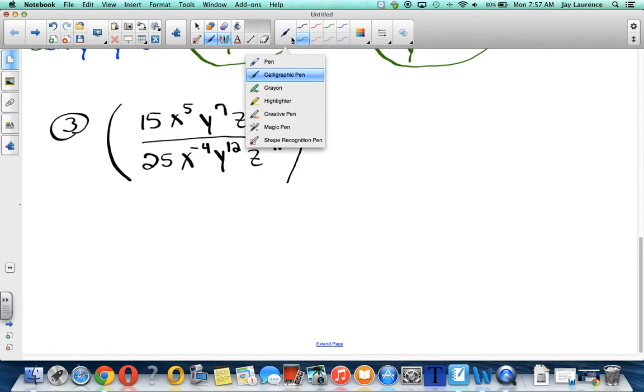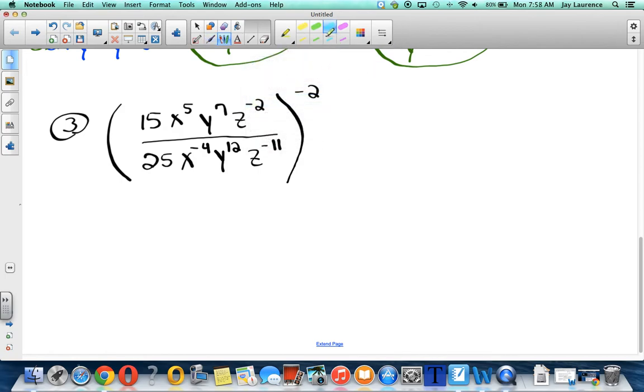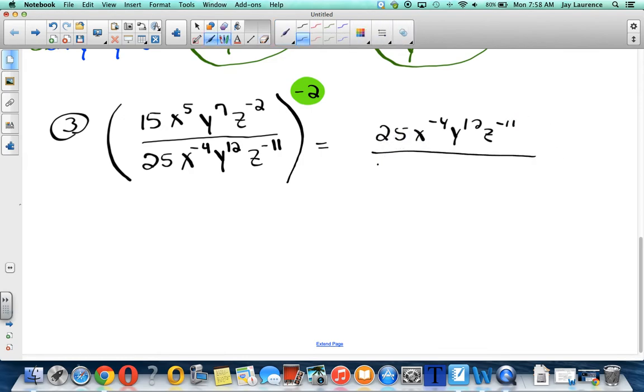A negative exponent means to use the reciprocal. So you see this negative 2 out here? I'm going to take care of him first. I'm going to use the reciprocal of the entire fraction on the inside. So my denominator will become my numerator. Oops, that's supposed to be an 11. Sorry about that. And my entire numerator will become my denominator.